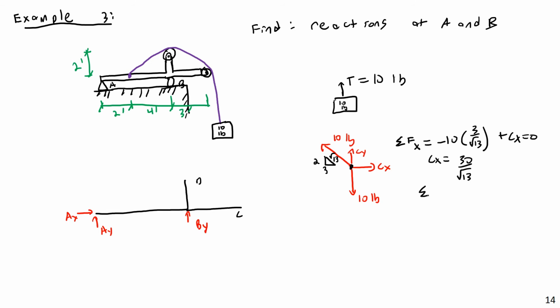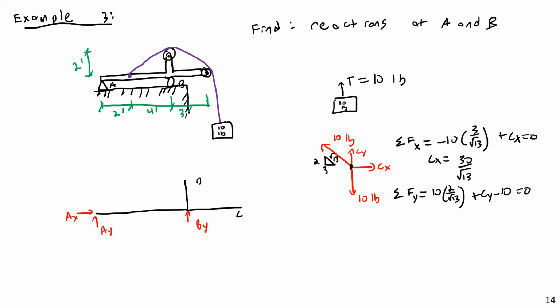And then if I do a summation of forces in the y direction, I will have 10, this force here, times, I'm going to look at it a little further over. Summation of forces in the y direction, I'll have 10 times 2 over root 13 for the y, to get the y component, and then plus Cy, and then minus 10 equals 0.